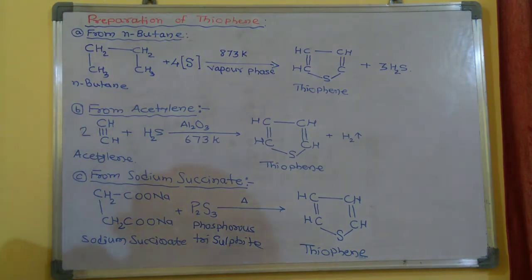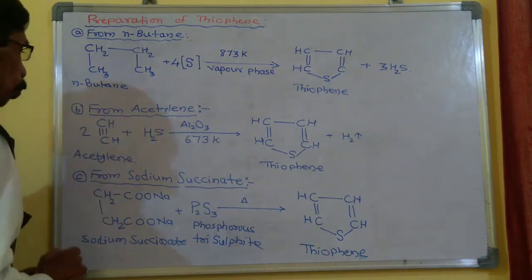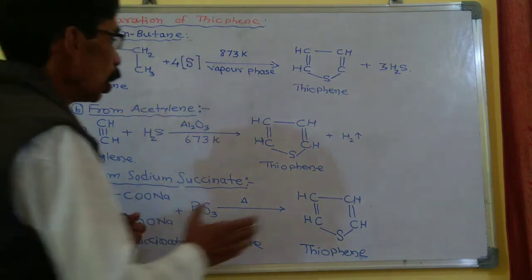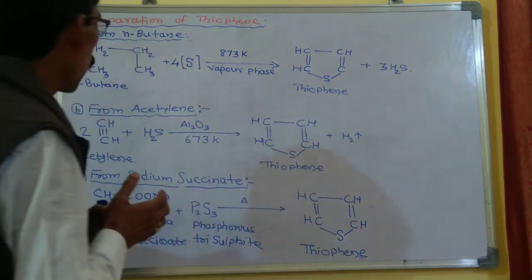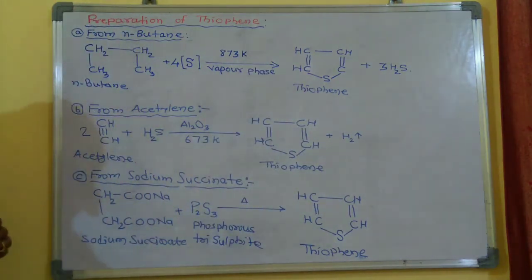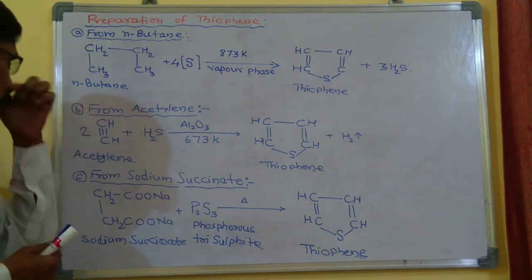Now the second method is from acetylene. When a mixture of acetylene and hydrogen sulfide gas is passed over alumina in a tube at 673 Kelvin, it gives thiophene. Simple reaction, and H2 gas is eliminated. So this is the second method, from acetylene.